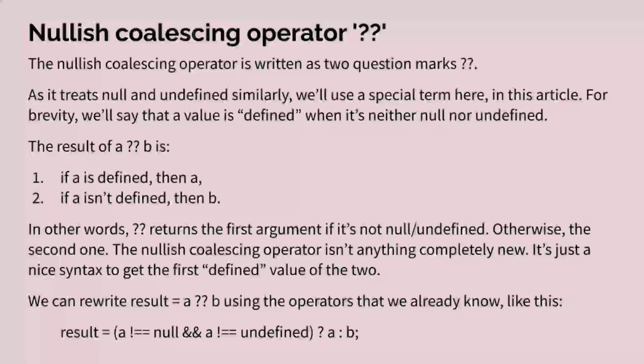The result of a ?? b is: first, if a is defined, then a; second, if a is not defined, then b. In other words, the nullish operator returns the first argument if it is not null or undefined. Otherwise, it returns the second argument.